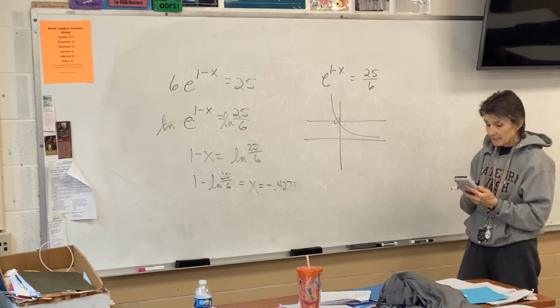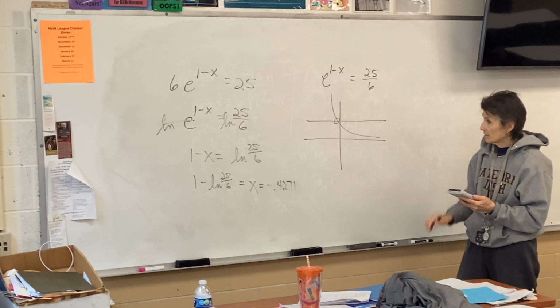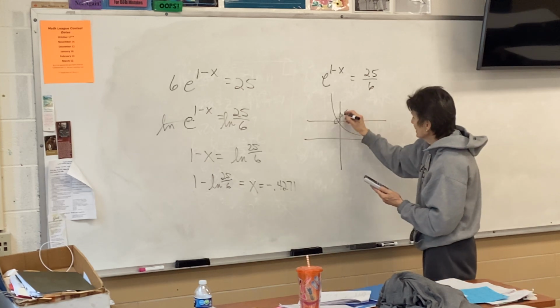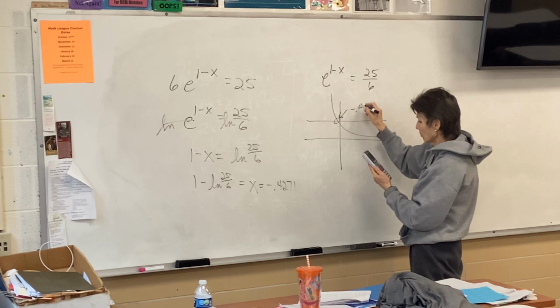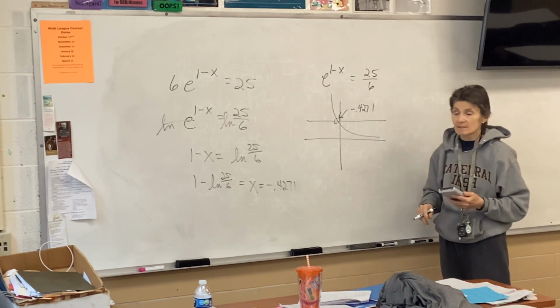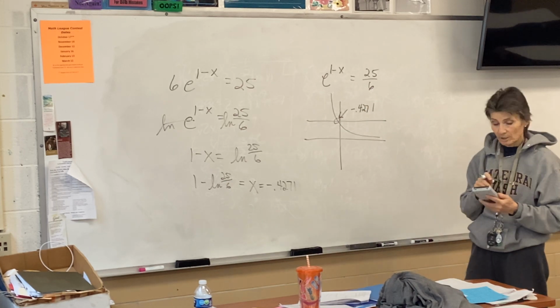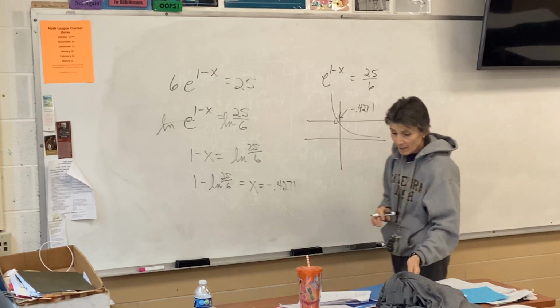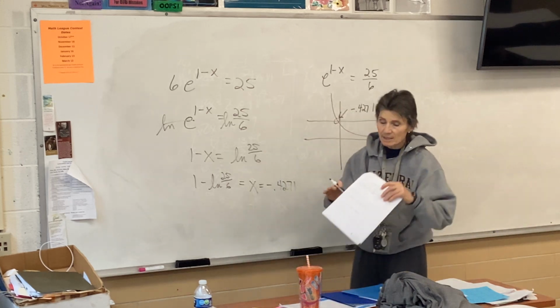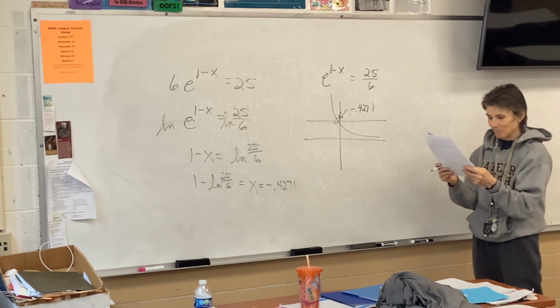So, second calc intersect. Here's my first curve, my second curve, and lo and behold, that point right there is negative 0.4271, comma 25/6. I'm solving for x, so that's my coordinate that I'm looking for. All right, beautiful. We did that both ways. Obviously, you don't have to do it both ways. You just have to follow the directions.